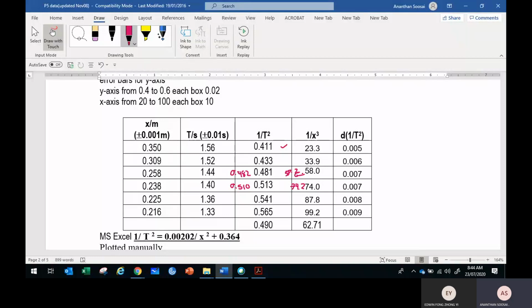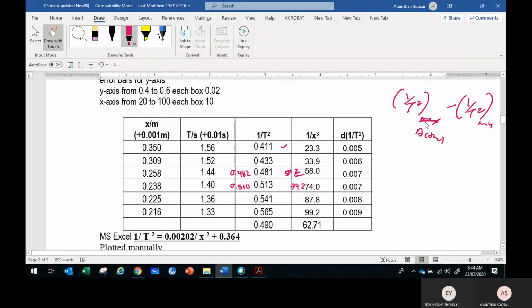Okay, plus. I hope all of you got that. For the second method, I think I made a mistake. What did I tell you? 1 over t squared max minus 1 over t squared minimum, right? Oh, no, not max, sorry. Actual minus minimum. The actual value minus minimum. Sorry.